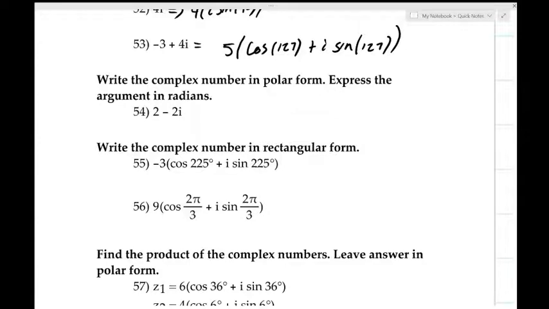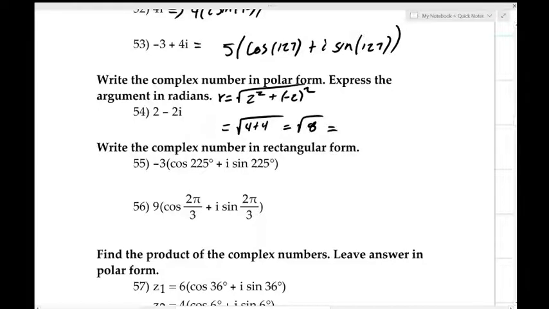So again, let's figure out the radius. So the radius is the square root of 2 squared plus negative 2 squared, and that gives us the square root of 4 plus 4, and that is the square root of 8. Again, the radius is the square root of the sum of the two components, each one of them squared. Then, once we have the square root of 8, we're going to simplify it a little bit, and hopefully we can see that this is equal to 2 square root of 2. So the radius is 2 square root of 2.